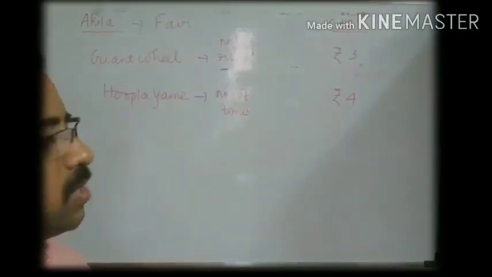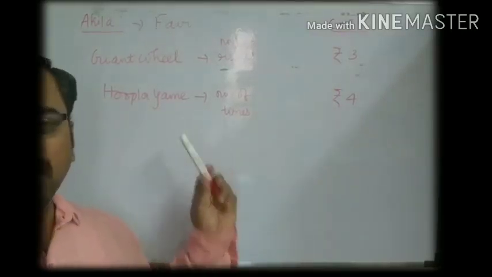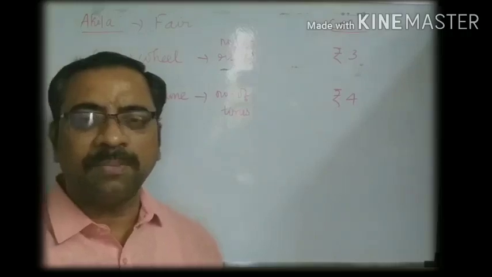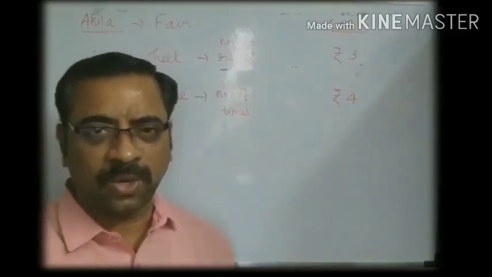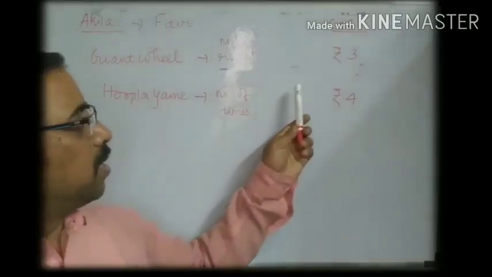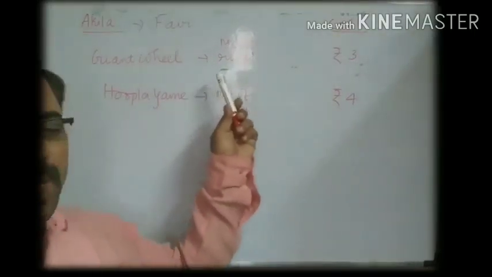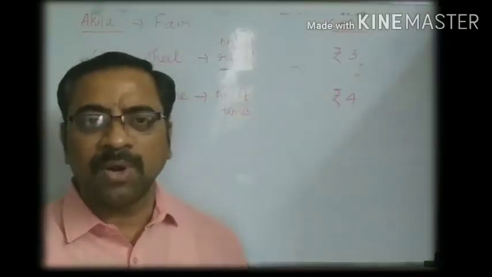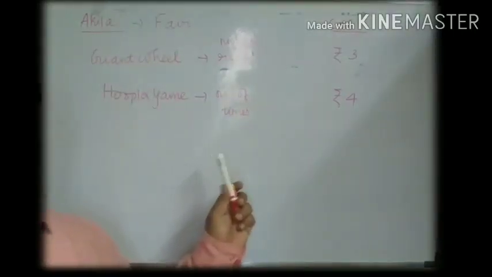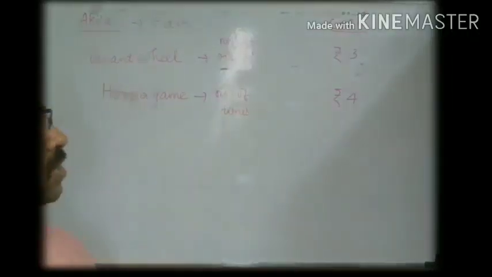Now two conditions here they say. The number of times she played hoopla game is half the number of rides she had on the giant wheel. And the next condition they say here, can you find out the number of rides she had on the giant wheel and the number of times she played hoopla game, provided she has 20 rupees? How to solve this kind of situations?